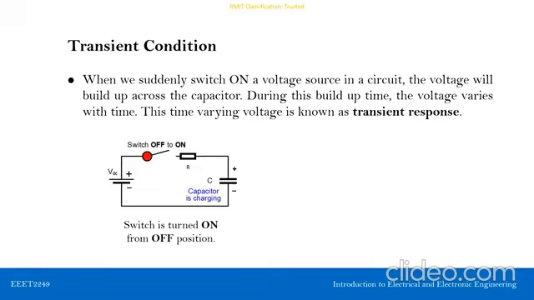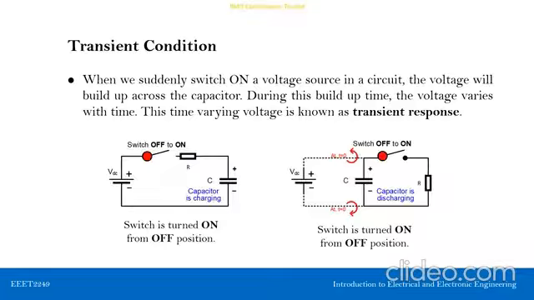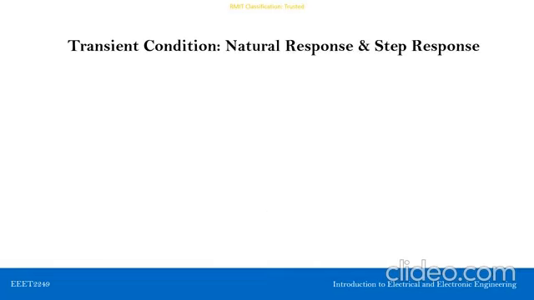In this circuit, the capacitor will start charging after the switch is turned on. Similarly, if a circuit remains in a condition such that suddenly the switch is turned on from the off position, we say that the circuit is in a transient condition. In the right-hand circuit, the capacitor will start discharging after the switch is turned on. Here, note that the voltage source is being disconnected from the capacitor.